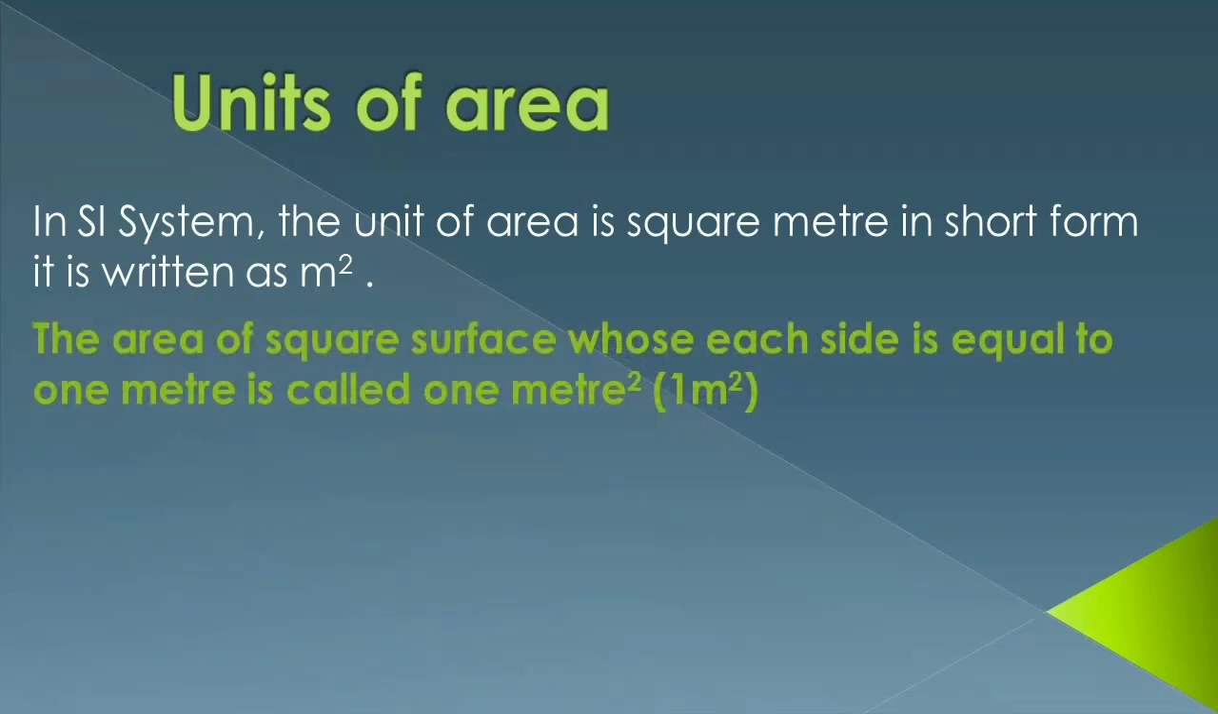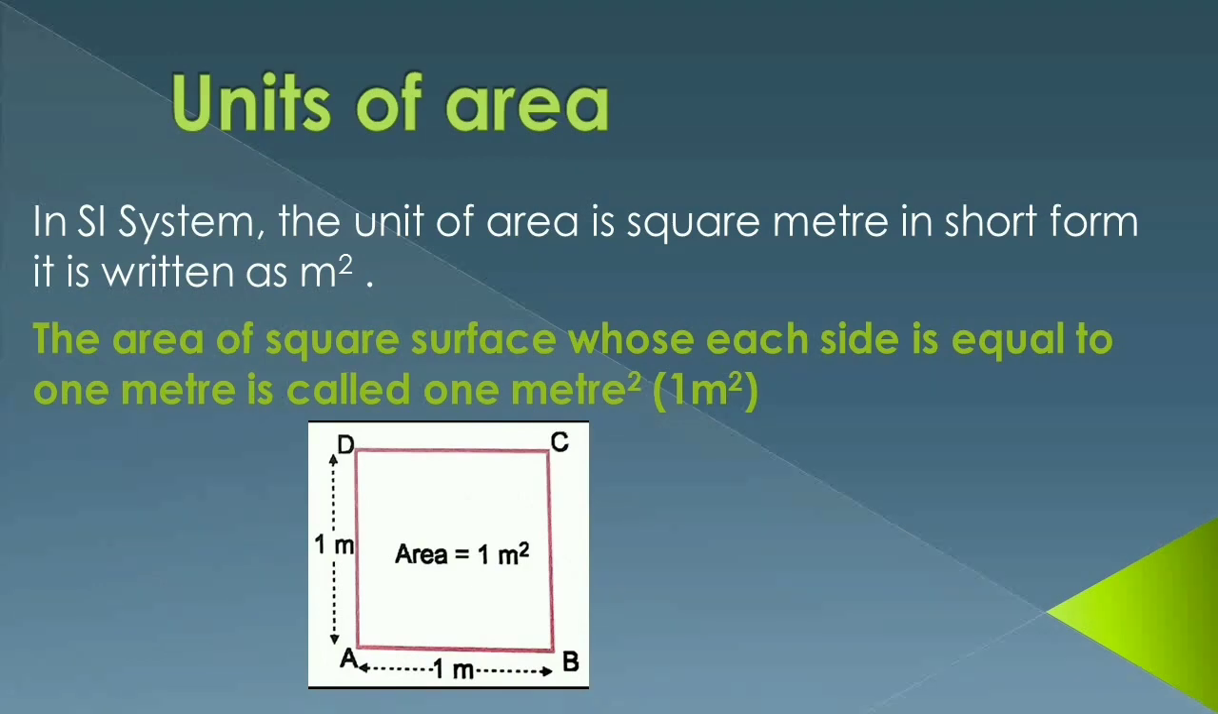Now the question is how big 1 square meter is, that means what exactly is a meter square. So here we have to define meter square. The area of a square surface whose each side is equal to 1 meter is called 1 square meter. You can see in this diagram 1 square is given here whose each side is 1 meter. That means AB is equal to BC is equal to CD is equal to DA is equal to 1 meter. So the area of this surface enclosed by this square ABCD is 1 meter square.